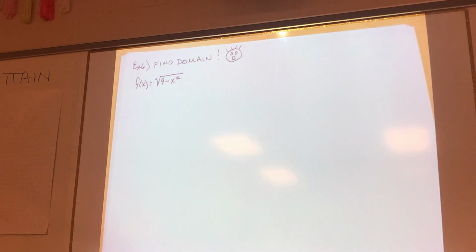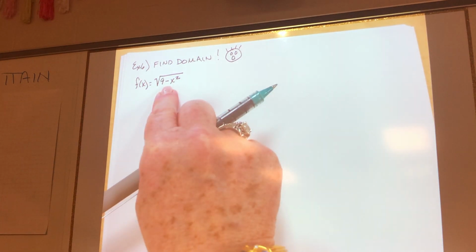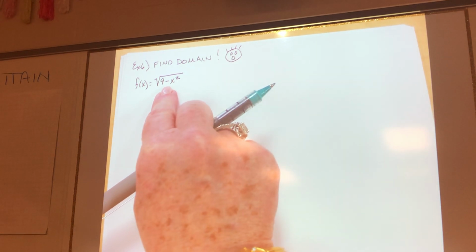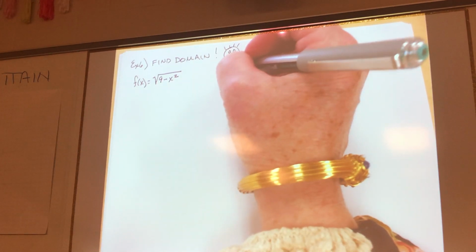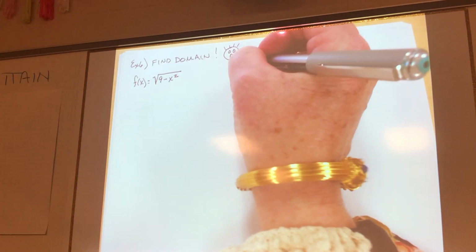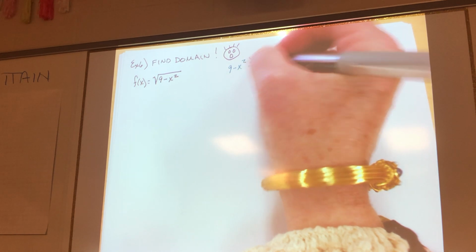Okay, so we're still doing the same thing, guys. I'm going to talk about the domain. So, do I have any restrictions? Yes. So, what do I do? Take what's underneath the radical. We're not changing the rules of the game, people. The rules of the game don't change. So you take what's under the radical, 9 minus x squared, and you say it must be greater than or equal to 0.